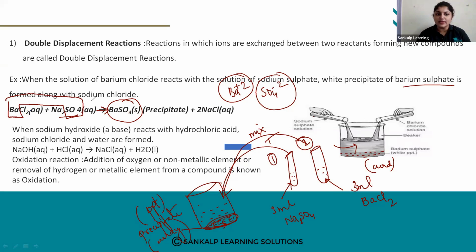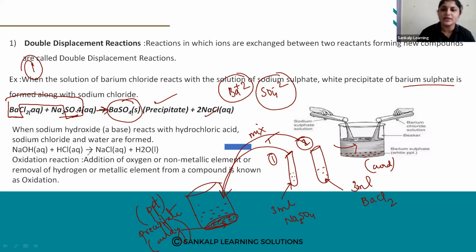Okay, the ions are getting exchanged between the two reactants. So barium exchanges the Cl with sulfate. So barium sulfate is the product, and NaCl. So these are the products which are formed. So this is a double displacement reaction. Okay. So this is the first example of double displacement reaction.